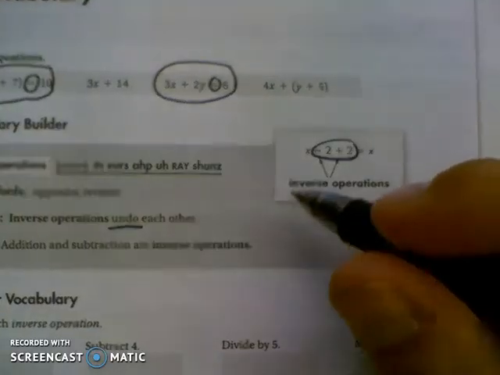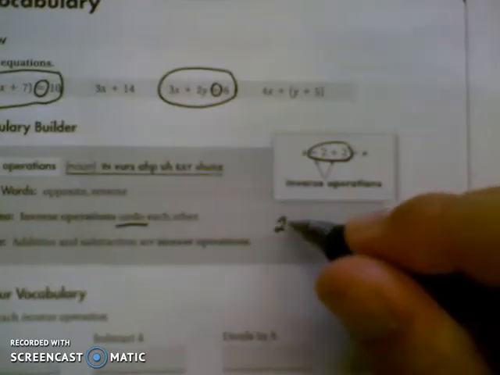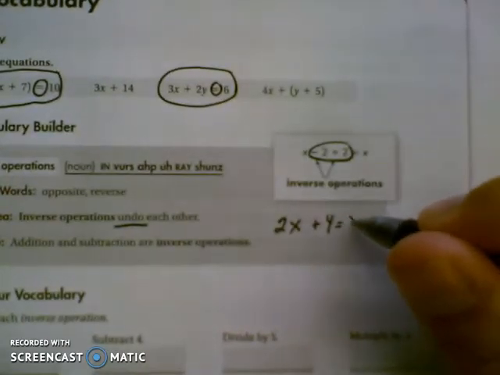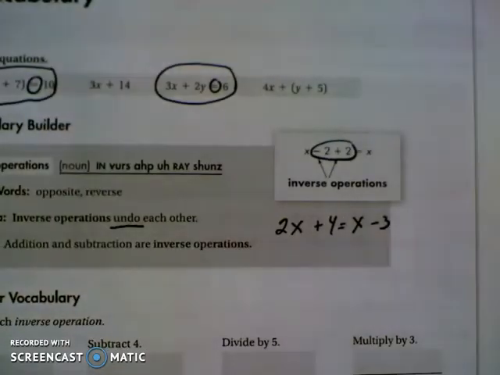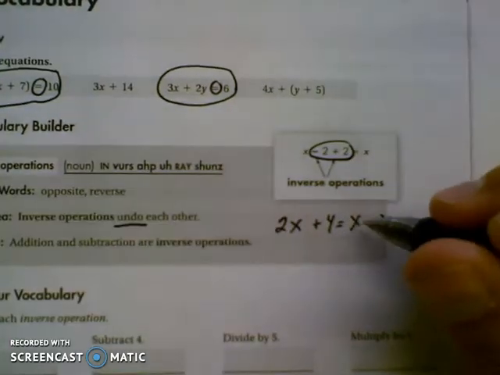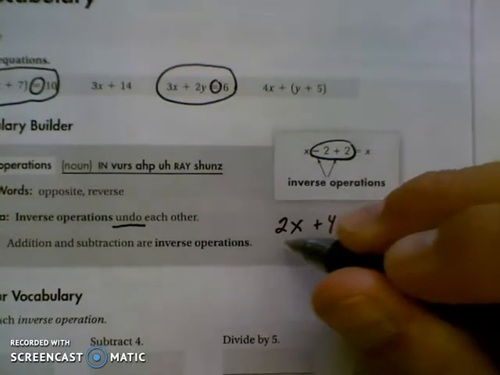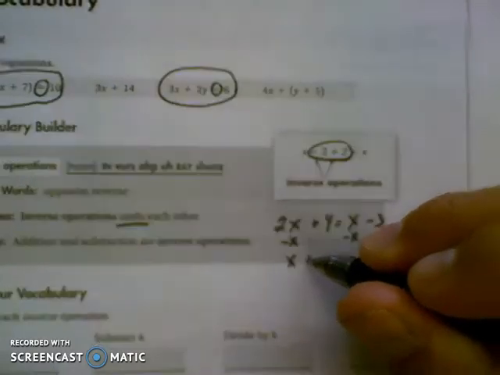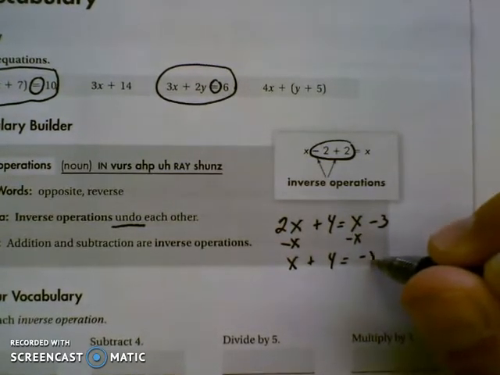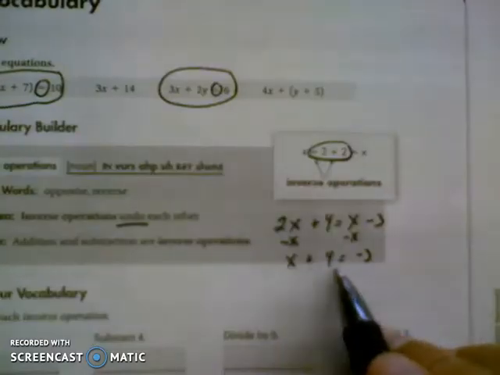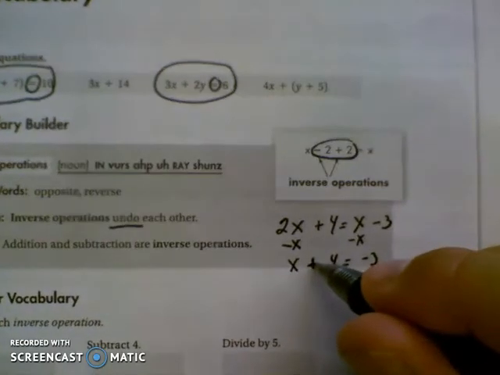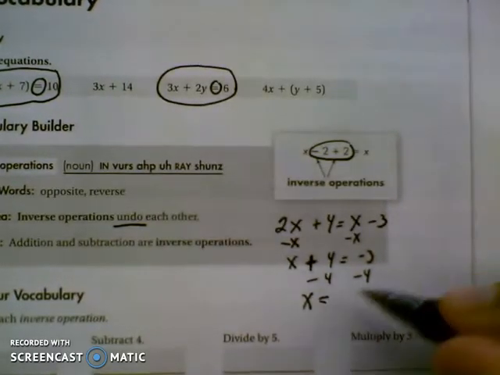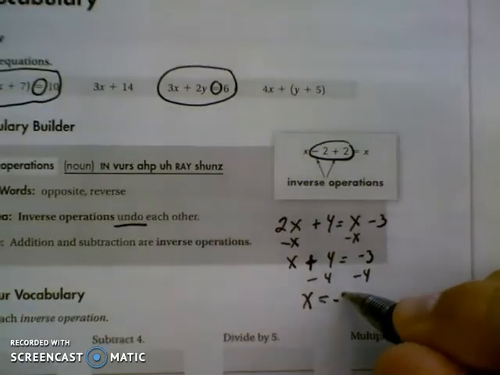So let's try one. Let's try 2x plus 4 equals x minus 3. Let's do an inverse operation here. So we're going to minus x on each side, right? To get all the x's on one side. So you have x plus 4 equals -3. Now you want to get rid of this 4. How do you get rid of this 4? You do the inverse operation. Instead of saying plus 4, you do minus 4. And x equals -3 minus 4, which is -7.